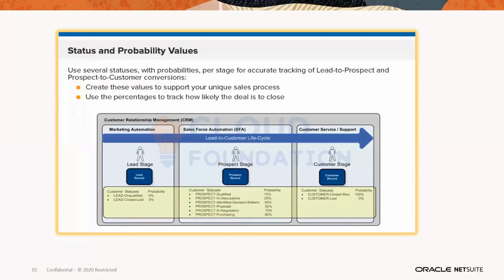So these are the different probabilities. When you have a lead stage, it could be 0%. Unqualified prospect, qualified is 10%. In discussions is 20%. Decision makers 32%. So on and so forth.